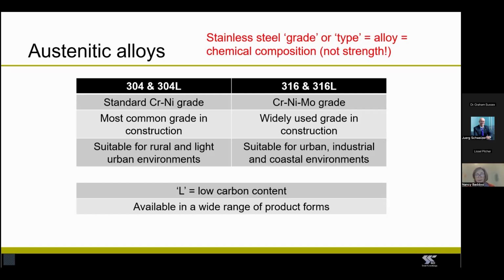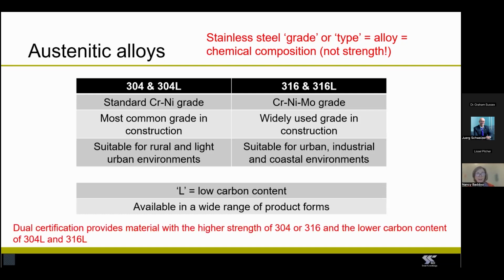Now, both these alloys are available in a wide range of product forms, and I want to explain this L. L stands for low carbon, and these days, generally these dual certification alloys are available as 304/304L, which provides the material with the slightly higher strength of 304 and the lower carbon content of 304L.